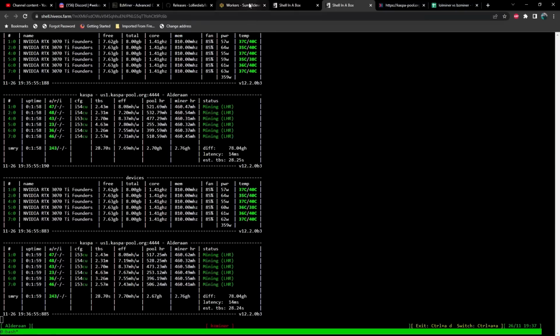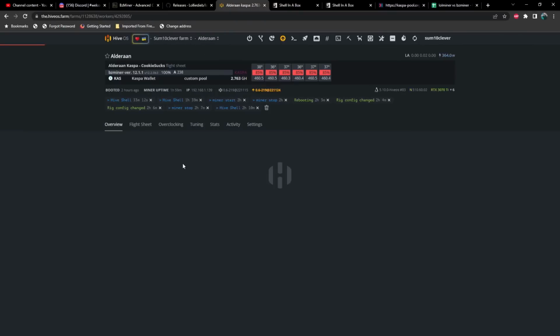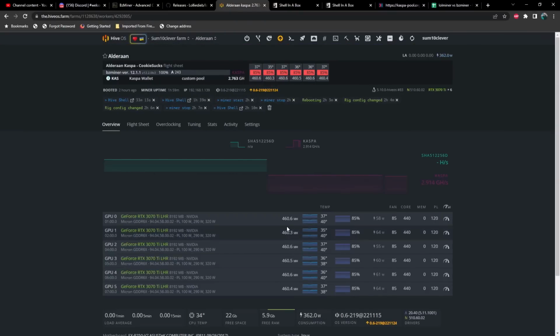But again, if you go back to what's being reported here, we're only getting 460 mega hash at about 55 watts on my 3070 Ti's. And we were at, I think, 485 previously at about 52 watts on lolMiner. Now, one other thing that I'm noticing is lolMiner does fluctuate. So periodically, I noticed that, let's say for instance, the 3070 Ti's were getting 485 mega hash at roughly 52 watts or so.